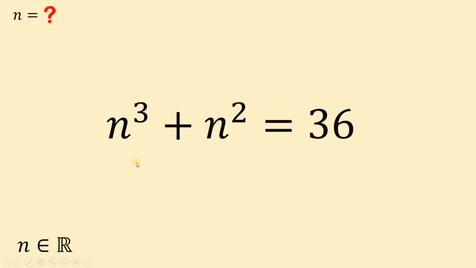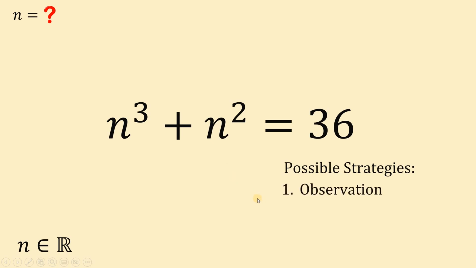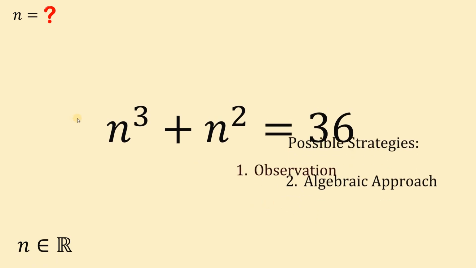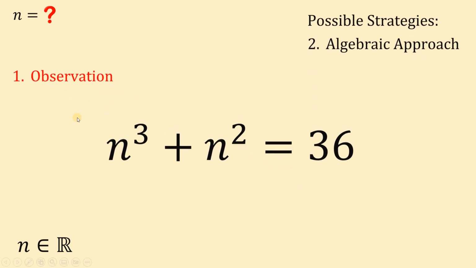So, our goal is to find a real value for n given this equation n cubed plus n squared equals 36. Now, there are many ways to answer this kind of question, and here are some possible strategies. The first one is by using observation. The second is by using algebraic approach. Now, let's first start with the method which is all about observation.